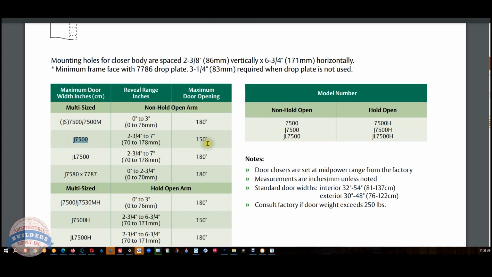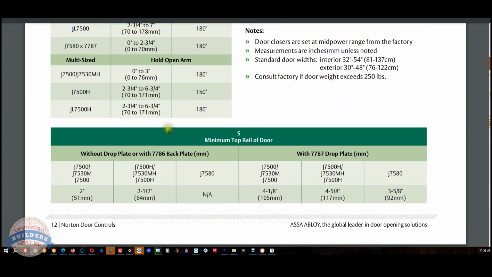But what's really important about that is it will tell you your maximum degree of opening. Your client said, hey, this has got to go to 180 degrees. Well, in that case, you've got to use the JL version. And guess what? The L just stands for long. So you're going to have a longer arm on that.